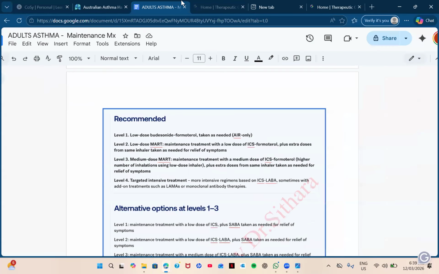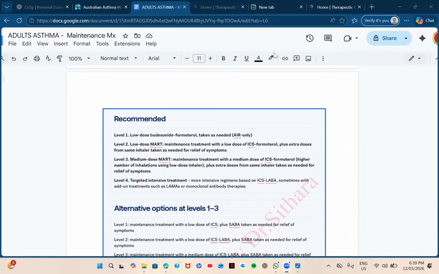Hope you understand everything, because some doctors have personally texted me and asked about asthma management, whether something has changed or not. So this is the total asthma management. Right, doctors?